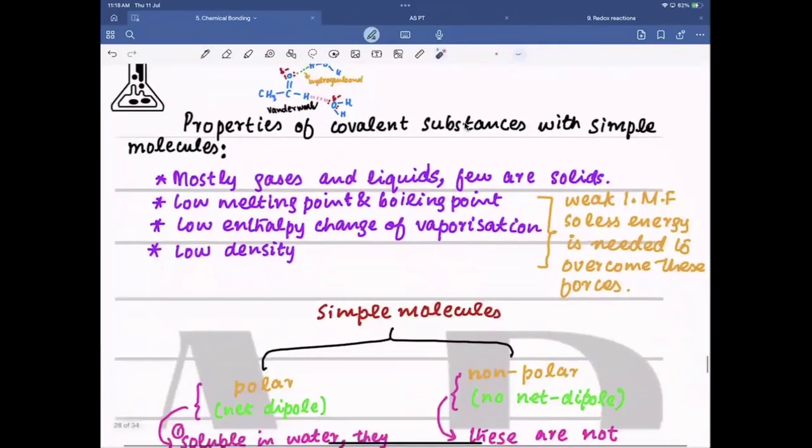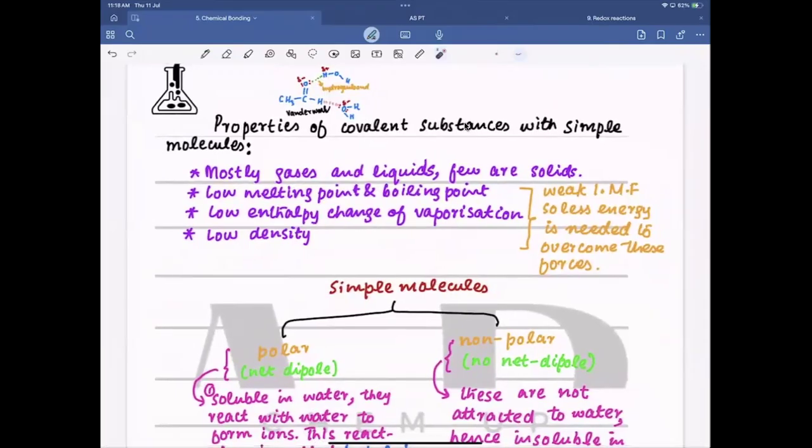So we are done with the intermolecular forces. Now see the properties of covalent substances with simple molecules. We have discussed all of them are simple molecules. Most simple molecules are gases and liquids, and very few are solid. They have a low melting and boiling point, a low enthalpy change of vaporization, and a low density, and all of this is because there are weak intermolecular forces between the molecules. So a small amount of energy is needed to overcome these forces. Is this clear? Yes, sir.